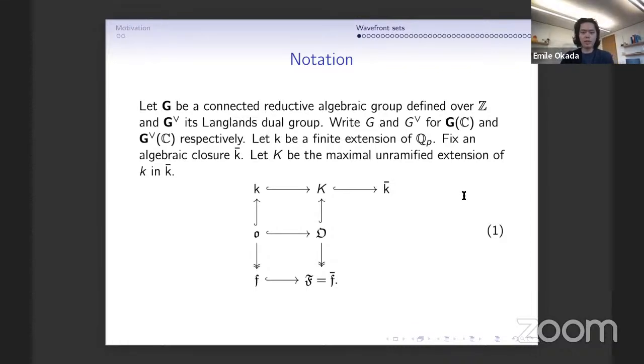So we're always going to be working with a split case here. We're going to let G denote a connected reductive algebraic group defined over the integers, and we're going to let G check be its Langlands dual group. We're going to write G and G check for the complex points of these groups respectively. And we're going to be interested in a finite extension K of the p-adics. We fix some algebraic closure K bar, and then K with a superscript is going to be the maximal unramified extension inside of this. So there's a lot of fields, but the main role of the maximal unramified extension is the fact that if you take the ring of integers, then the residue field is an algebraic closure of the residue field of K.